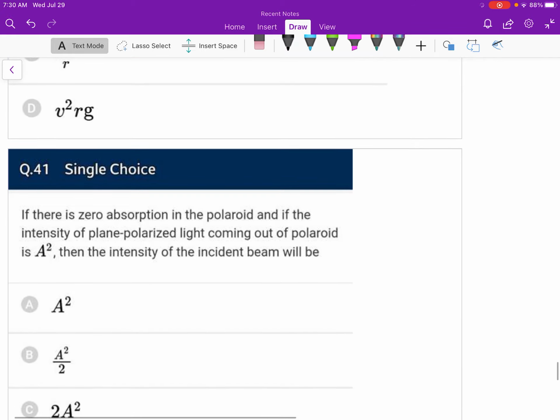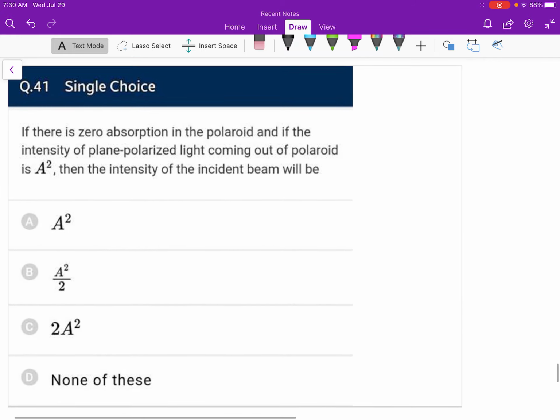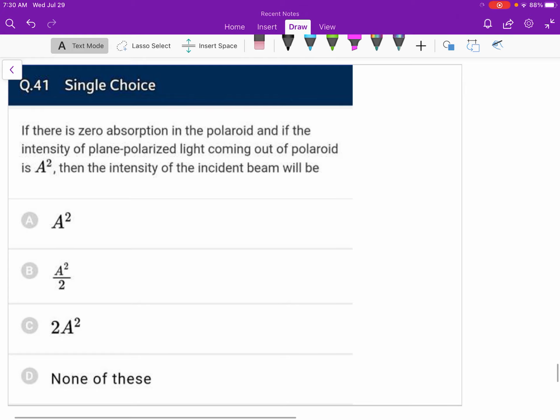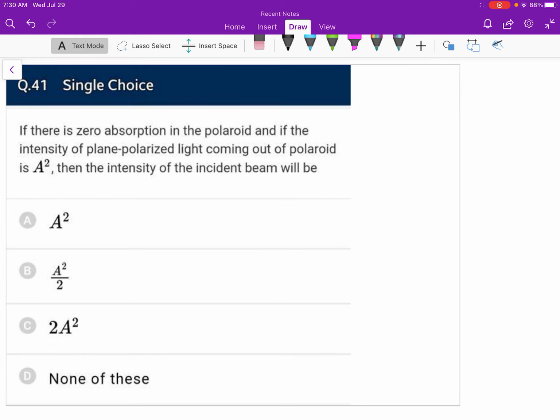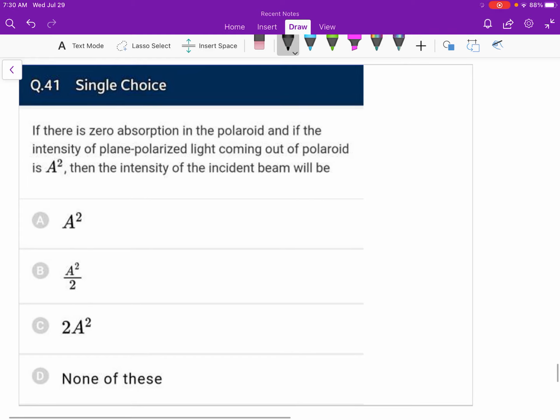V square by Rj is dimensionless. Now, you can check if there is zero absorption in the polaroid, and if the intensity of plane polarized light that comes out is A square, then what is the intensity of the incident beam? We know after passing through a polarizer, the intensity of unpolarized light becomes I by 2. Okay, so the initial intensity was 2A square.